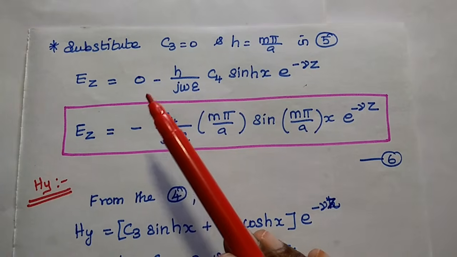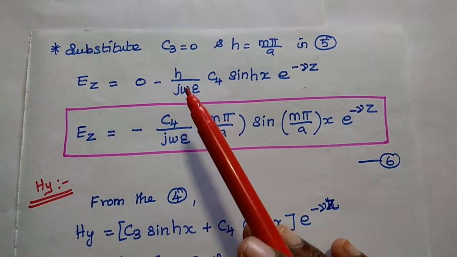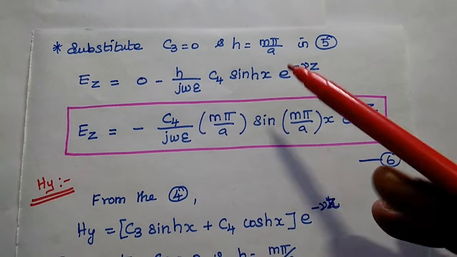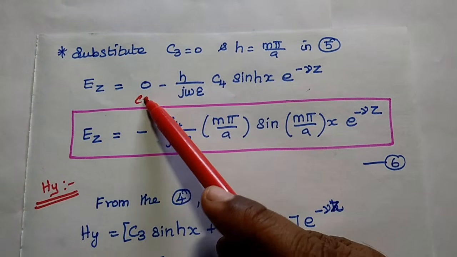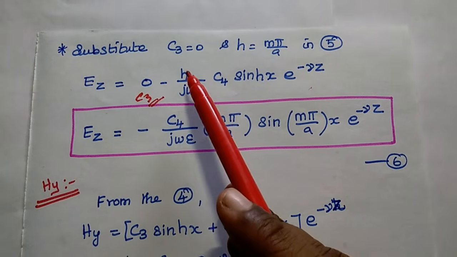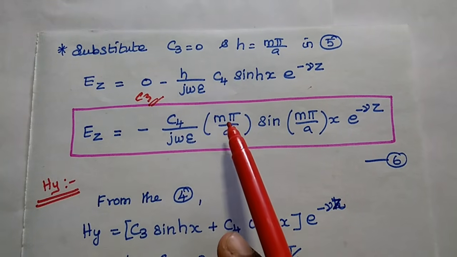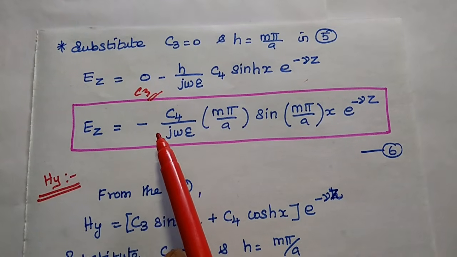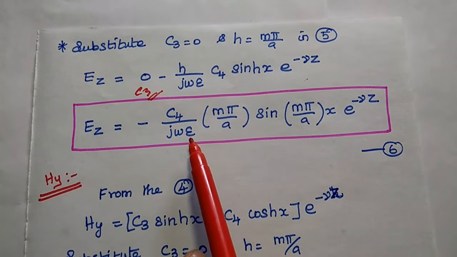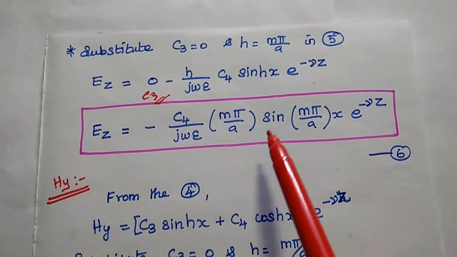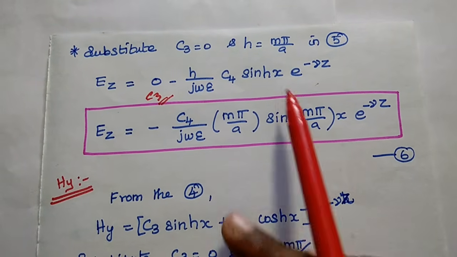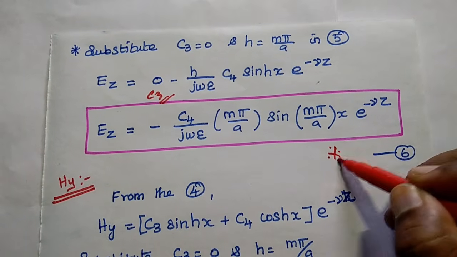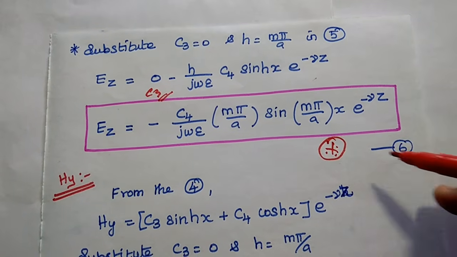So Ez is equal to 0 minus h by j omega epsilon C4 sinh(hx) e power minus gamma z, because here the C3 term becomes 0. Next we are going to substitute h is equal to m by a. Then the Ez field component is equal to minus C4 by j omega epsilon, m by a, sinh(m by a x) e power minus gamma z. So this is the Ez field component for TM waves.